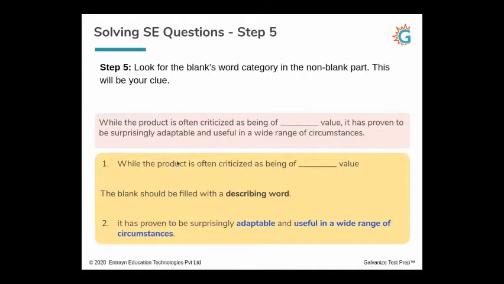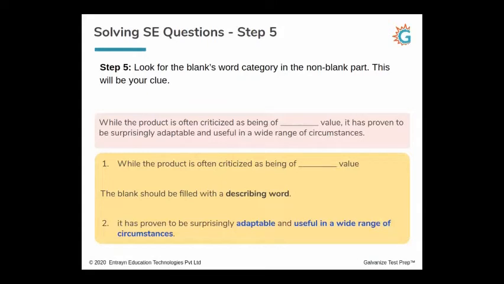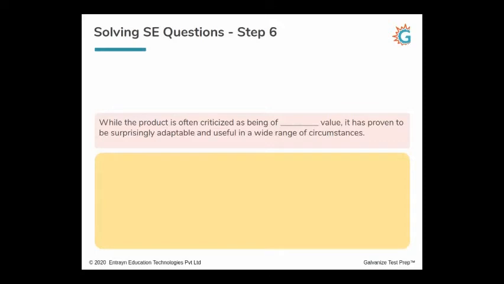Okay, so if we know how the product is described, we'll be able to find how this can be described. Fine. So these are the describing words we are looking for. This is the clue. See how it is hidden in the part that does not have a blank. Now this is the trick in solving sentence equivalence questions. That's all. Now you are very close to the answer.